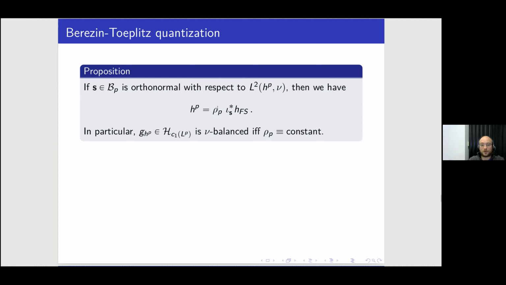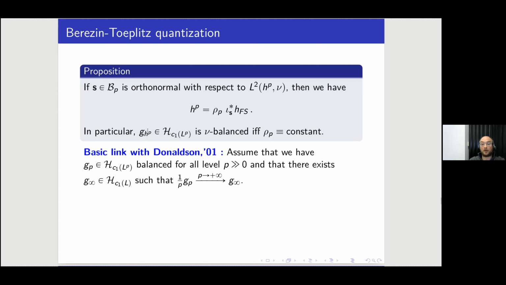But the crucial importance here is that, in particular, a metric is balanced if and only if this function is constant. It disappears when you get to the Kähler metric itself, because there is a log, dd bar of a log. So we have a quantum characterization of the balance condition, if you wish, through density of states. And here you can already see the basic link with the theorem of Donaldson.